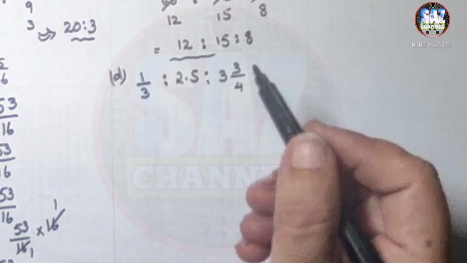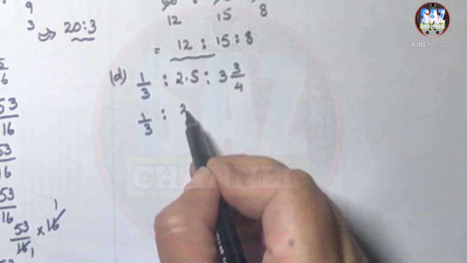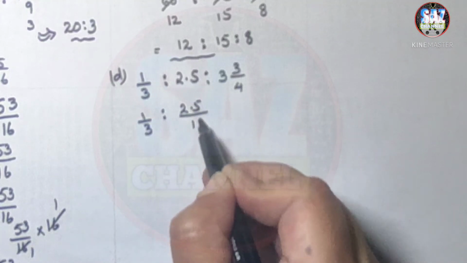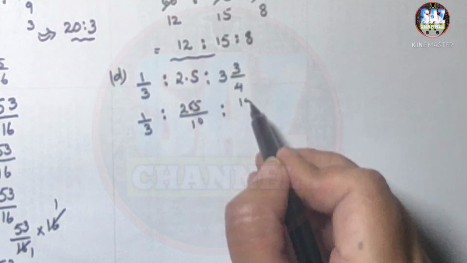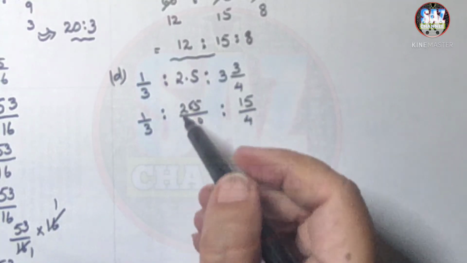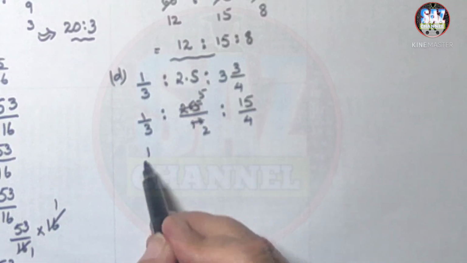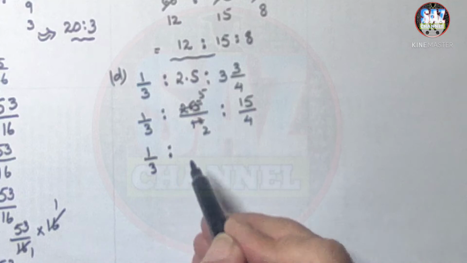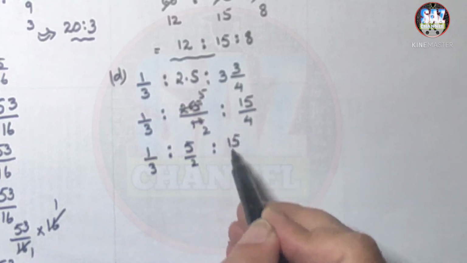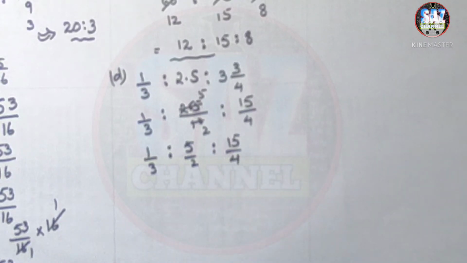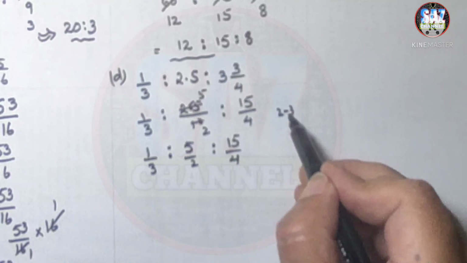So what we can do is that 1 over 3 ratio 2.5, remove the decimal by 10, and again the ratio is 4 3s are 12 and 3 15 by 4. This is 5 5s are and 5 2s are, and we are left with 1 over 3 ratio 5 by 2 ratio 15 by 4. Now all of the quantities are in fractions, so we have to take the LCM of 2, 3 and 4.